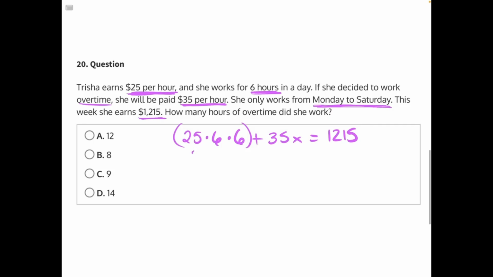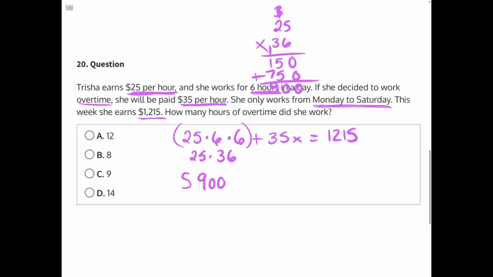6 times 6 will give us 36. 25 times 36: 6 times 5 is 30, write 0 and carry the 3. 6 times 2 is 12, plus 3 is 15, so 150. Placeholder 0. 3 times 5 is 15. 3 times 2 is 6, plus 1 is 7. 0, 10, 9. So $900 is how much money she made without overtime.